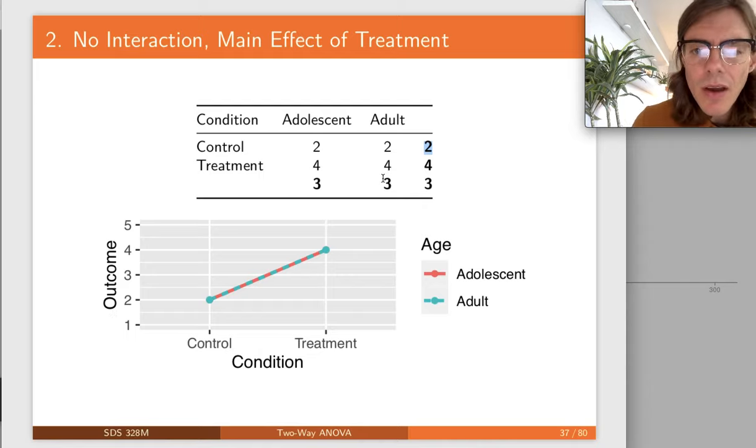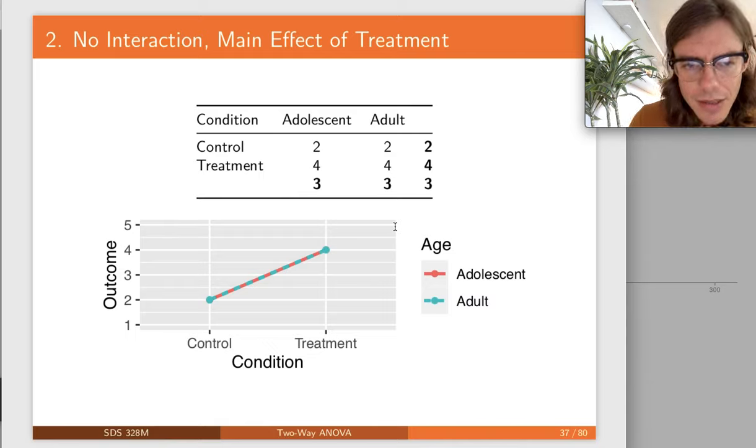Cool. There's no interaction here either, right? Because the effect of condition is to raise you from 2 in the control to 4 in the treatment, and that's the same for adults as it is for adolescents. Regardless of if you're an adult or an adolescent, it doesn't matter. It's the same thing. In the control group, your average outcome is 2. In the treatment group, your average outcome is 4, right? Cool. Anything else about this? I think that's good.